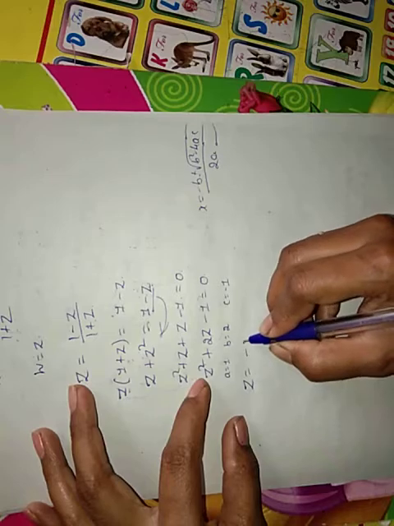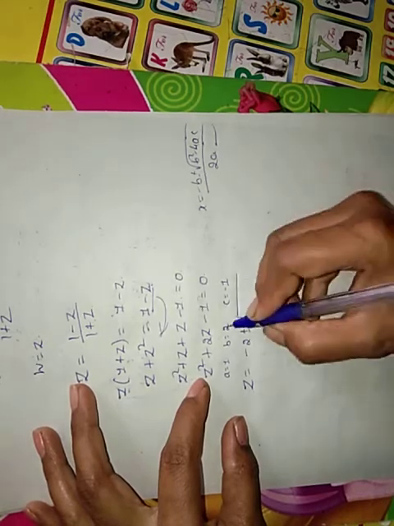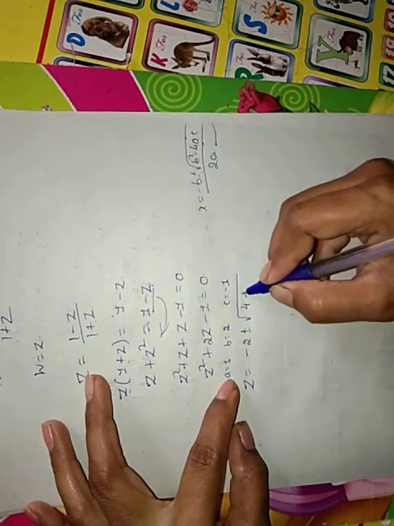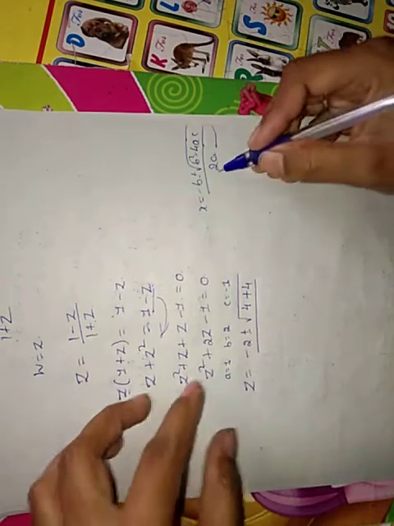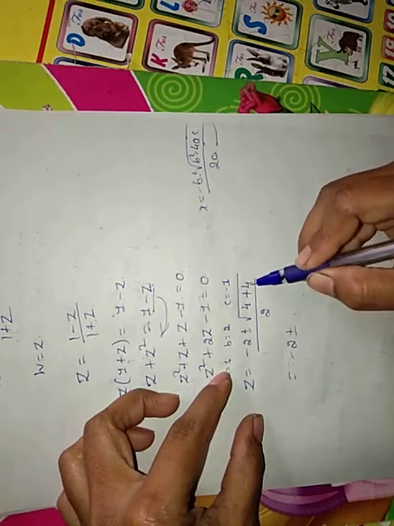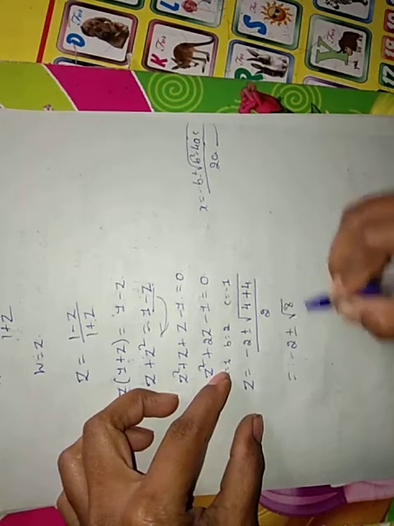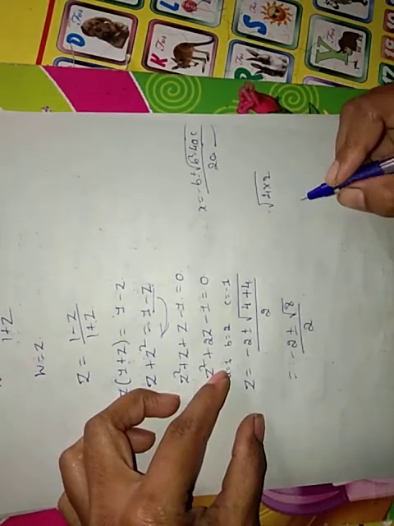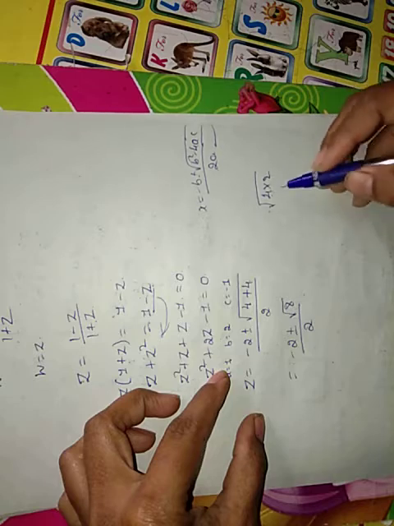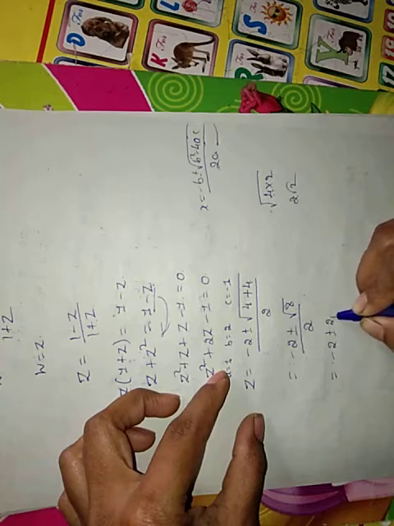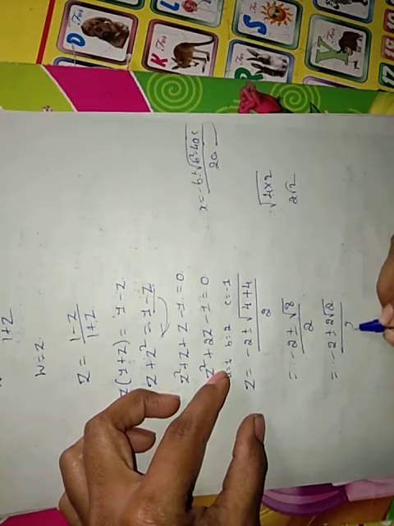So minus 2 plus or minus square root of b square minus 4 into a into c, plus 4, divided by 2 into a. Minus 2 plus or minus, 4 plus 4 is root 8. Here the root 8 can be written as 4 into 2, 4 comes out, 2 root 2. So minus 2 plus or minus 2 root 2 divided by 2.